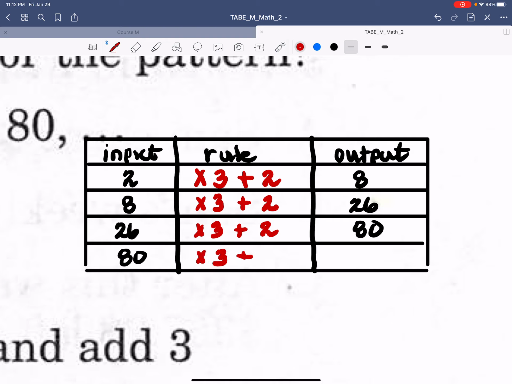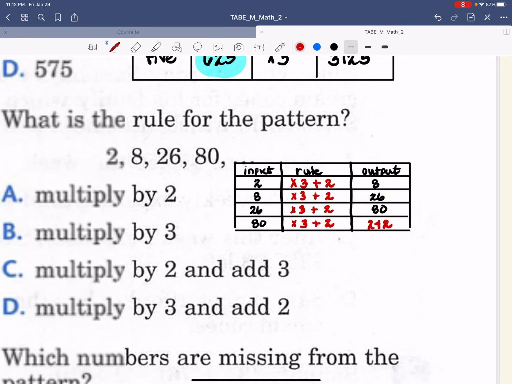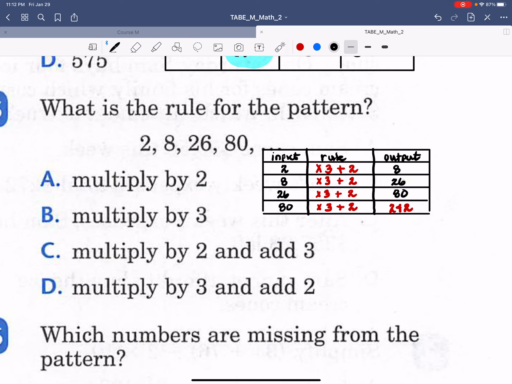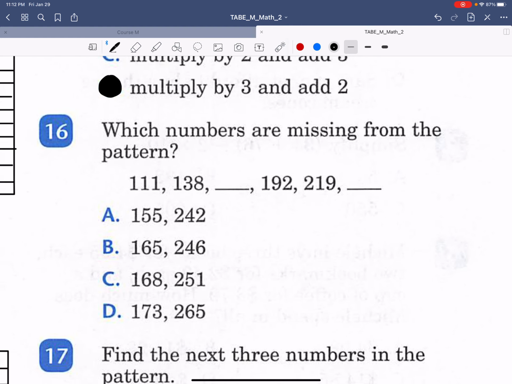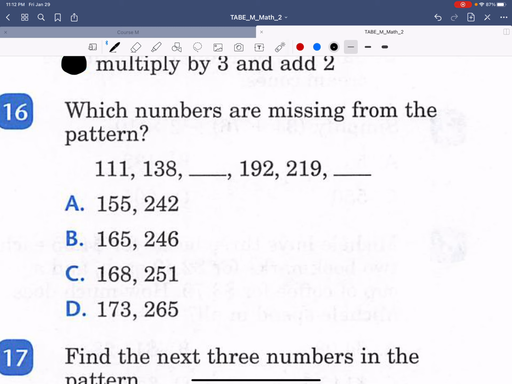If you want to finish it, we would do 80 times 3, that's 240, plus 2, I believe is 242. Let me just double check that. Yes. So the rule that works for these numbers is D. You multiply by 3 and then you add 2. Number 16. Which numbers are missing from the pattern?